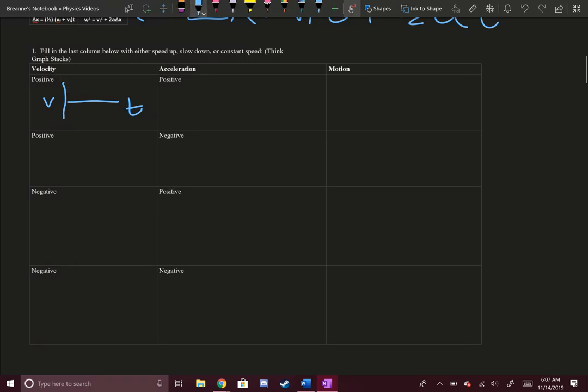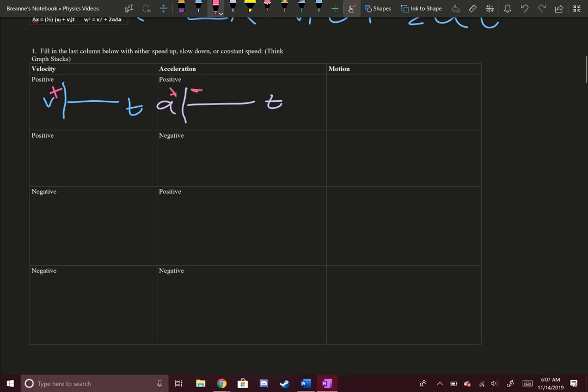So we think about our velocity graph. In the positive direction, that means we're above the x-axis. So we're up here, so it's a positive velocity. So we know that information. For the acceleration versus time graph, it's also a positive acceleration. So again, we're up here.